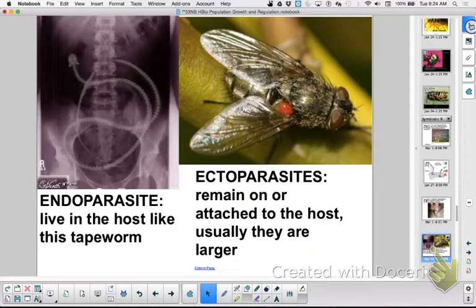An endoparasite, you can see this worm going all the way through, this tapeworm through the intestines. Here, this is an ectoparasite. It's on top of that, looks like a fly. Oh, whoops, sorry, back to the tick.